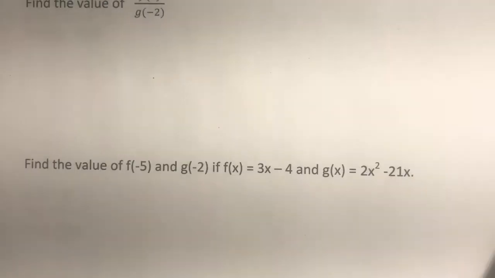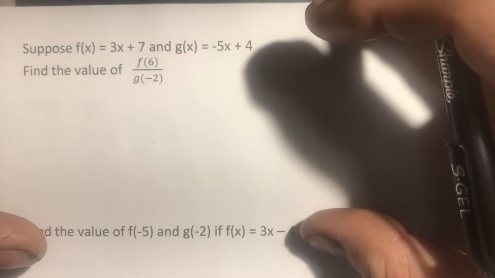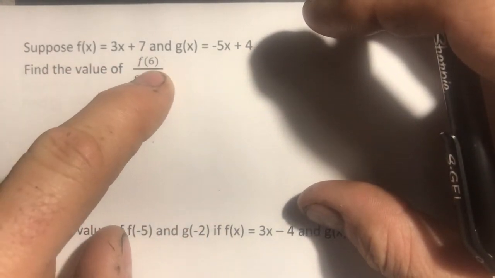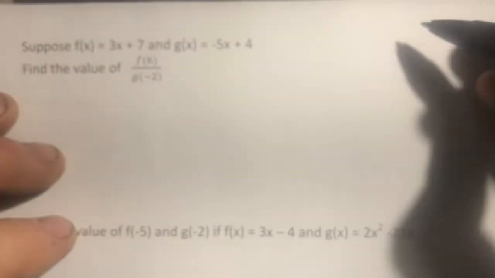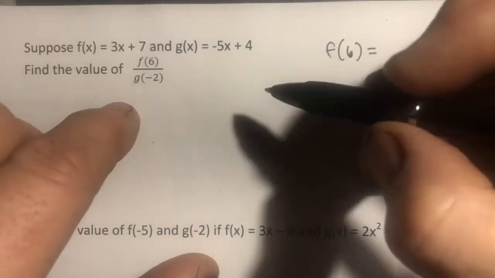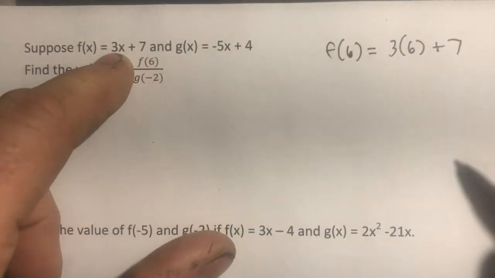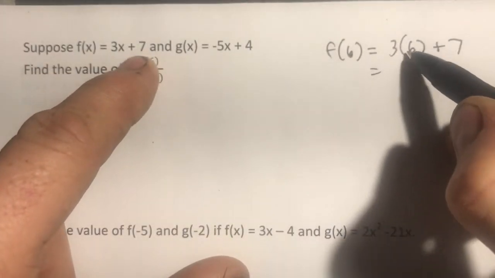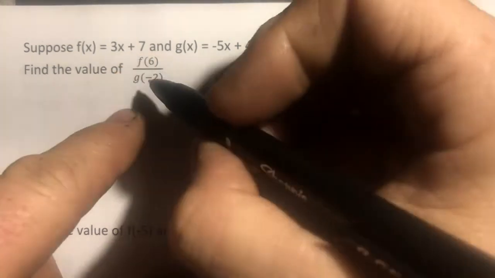Okay. All right, let's go to this right here. We're finding some function values here. So f of x is this, g of x is that. Find the value of f of 6 over g of -2. So f of 6, I'm going to write over here first. F of 6 equals, I'm going to put 6 in there. So I've got 3 times 6 plus 7. So it's going to be 18 plus 7, which is 25. Okay? That's on top.